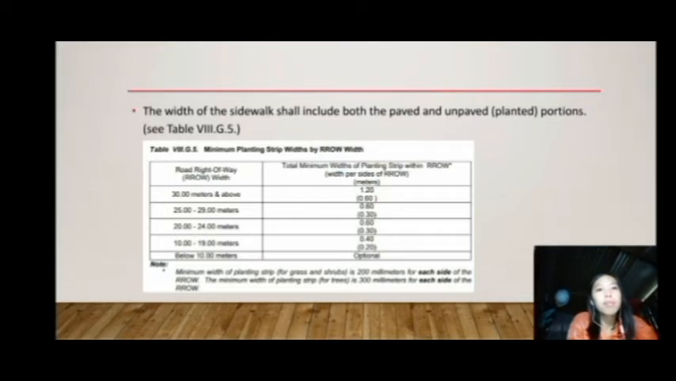Here, for example, for a road right-of-way width of 30 meters and above, it should have a total minimum width of planting strip of 1.20 meters. And the same goes for 25 to 29 meters, having 0.60 meters, as shown in the PDF.